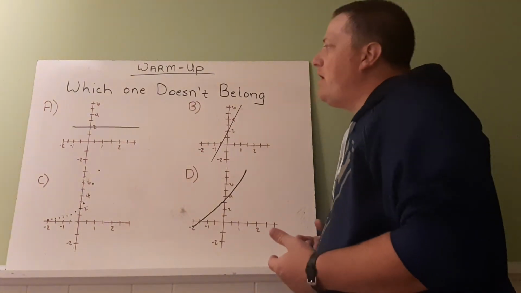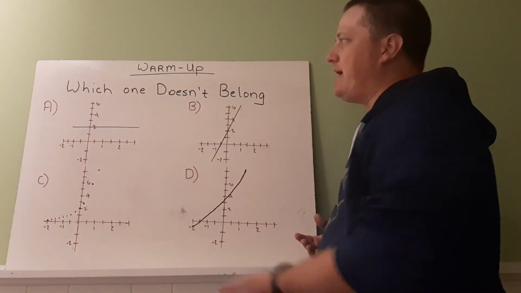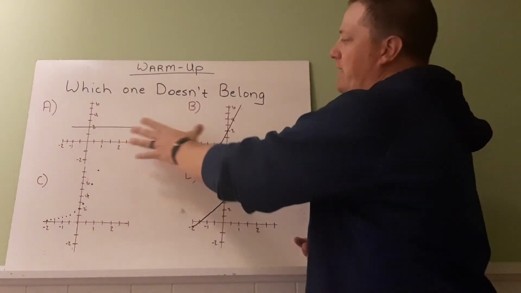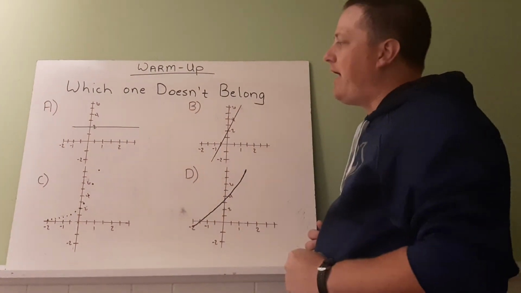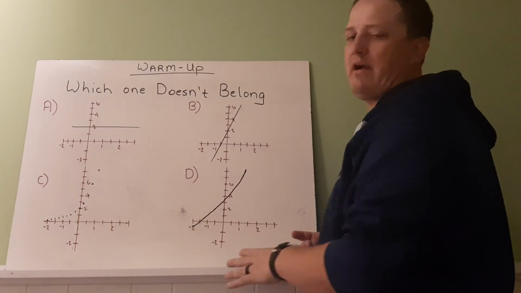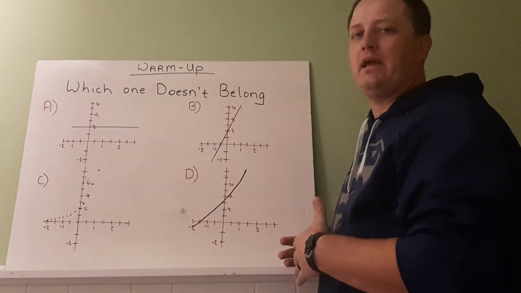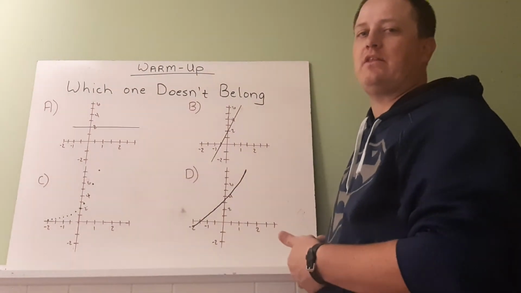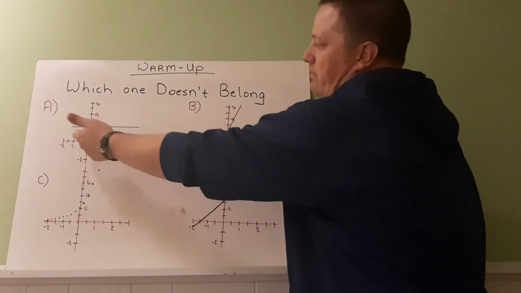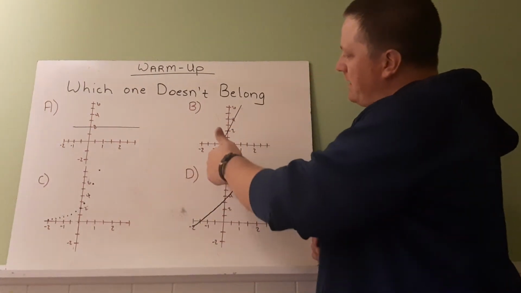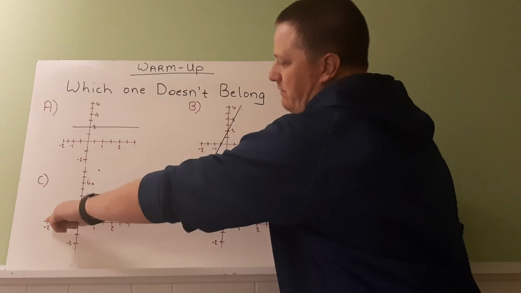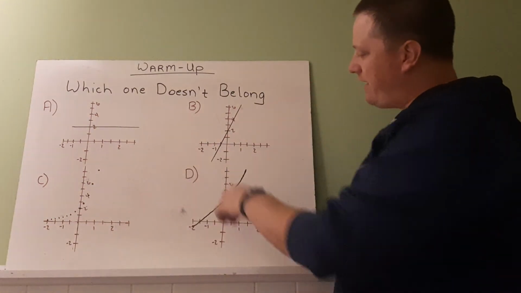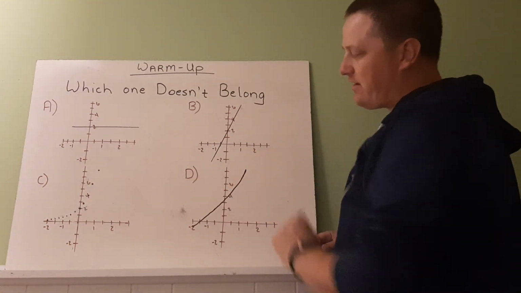All right, so our warm-up today is which one doesn't belong, and we have 4 graphs here, and you need to decide which of these graphs doesn't belong with the other 3, and then explain why you made the choice you did. So in A, we have this line. In B, we have this line. In C, we have these dots making a curve. And in D, we have this slight curve there.